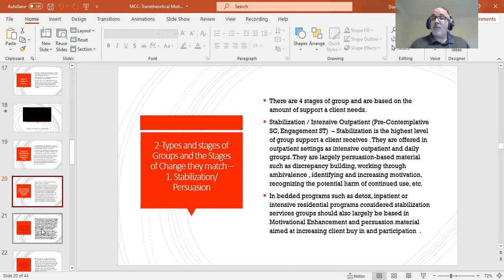Stabilization is the highest level of group support a client receives. They are offered in an outpatient setting as an intensive outpatient or daily groups. They are largely persuasion-based materials such as discrepancy building, working through ambivalence, rolling with resistance, identifying increase in motivation, recognizing potential harm of continuing use, et cetera.